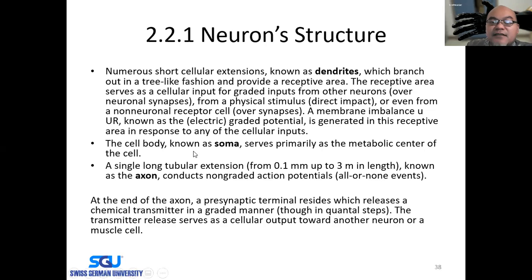So the receptive area serves as a cellular input for graded inputs from other neurons over the neuronal synapses, or from a physical stimulus, direct impact, in this case when it is a sensory neuron, or even from a non-neuronal receptor cell, over synapses. Or if it is in the central nervous system, then the input will be captured by this receptive area, the dendrites, from the surrounding neurons.